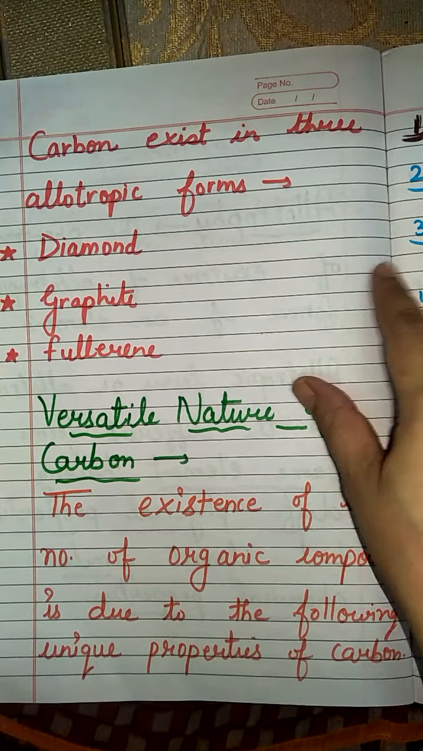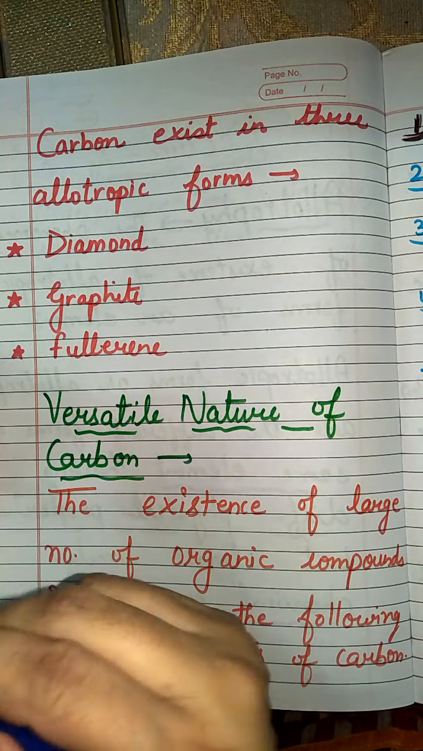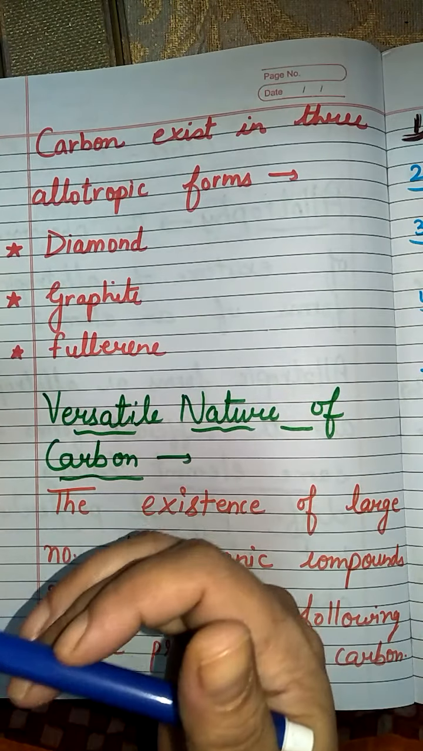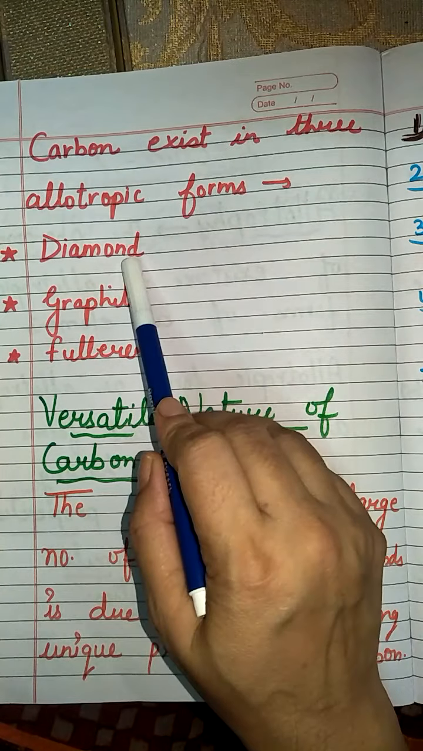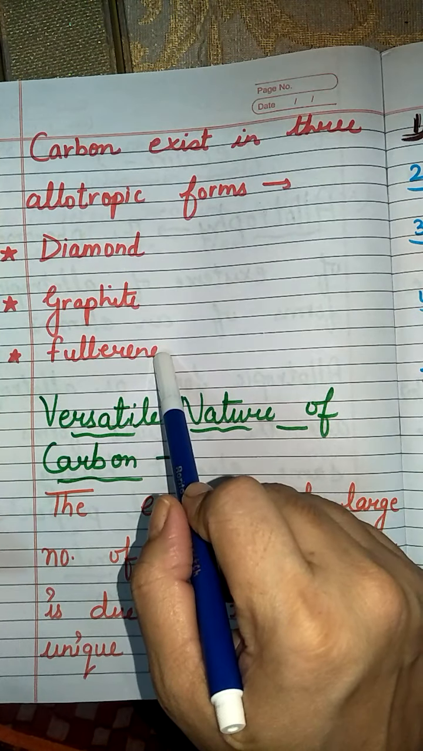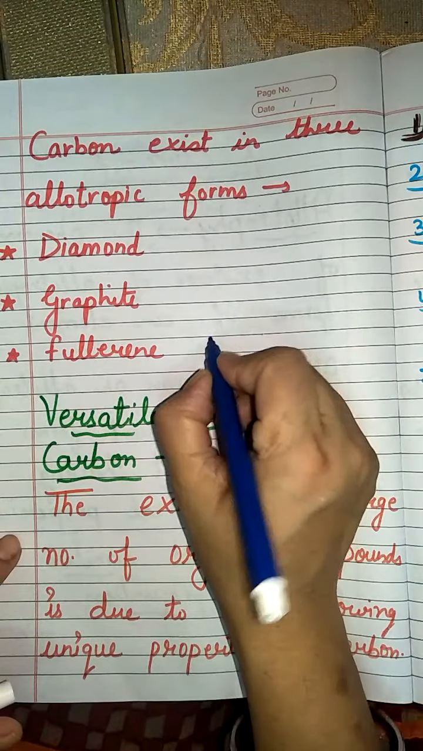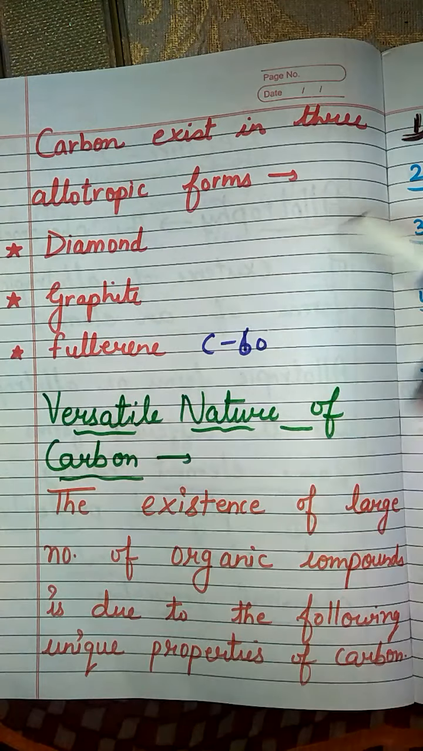These are not given in detail in your NCERT and are not part of the syllabus, but in general we should know what the three different allotropic forms of carbon are. One is diamond, another is graphite, and the third is fullerene. Diamond and graphite you can compare easily. What is diamond? Diamond has a very shining appearance.